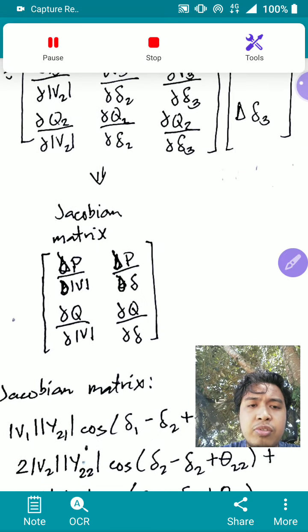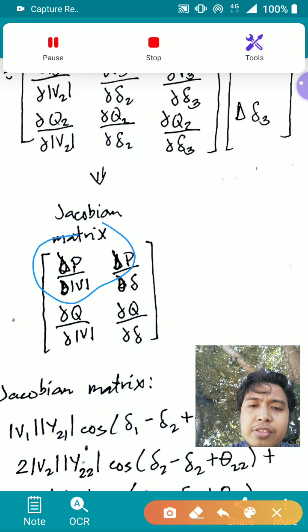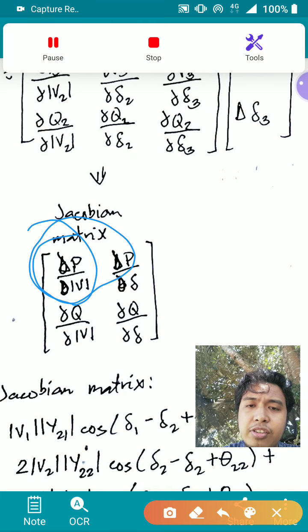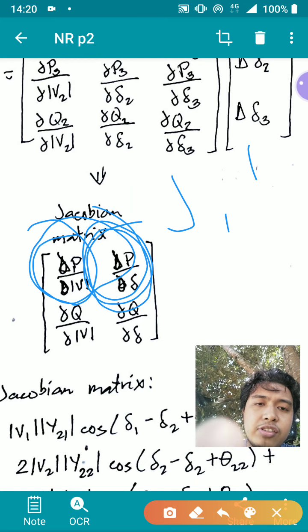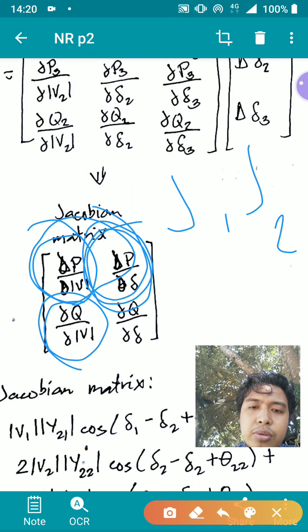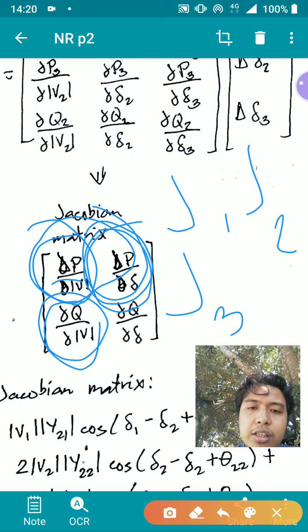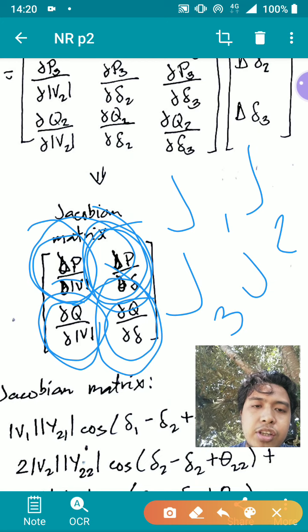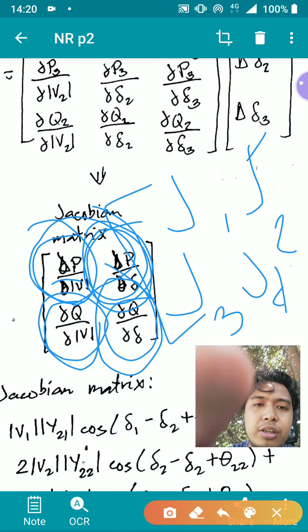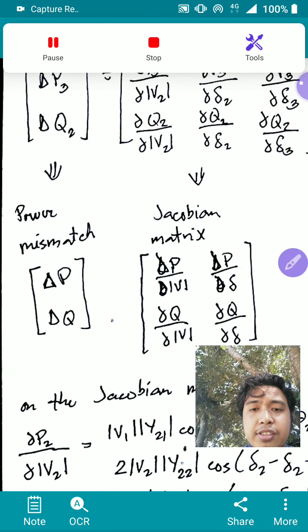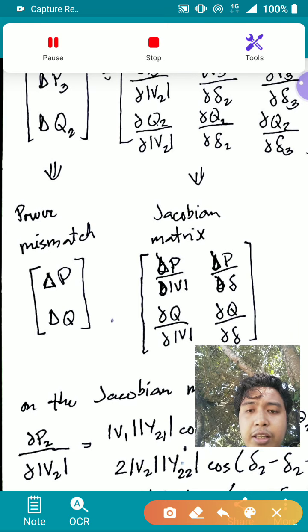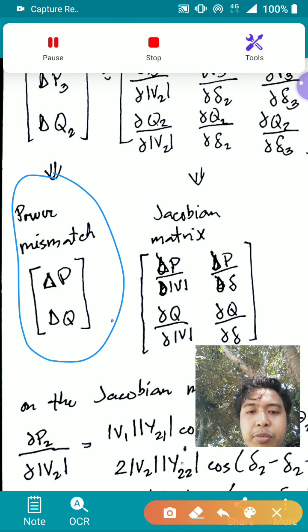It's basically in this form: delta P's and delta V's, this is J1. Delta P's and delta deltas, J2. Delta Q and delta V's, J3. Delta Q and delta deltas, J4. So that's basically your Jacobian matrix. And then this matrix of delta P's and delta Q's, that is your power mismatch.